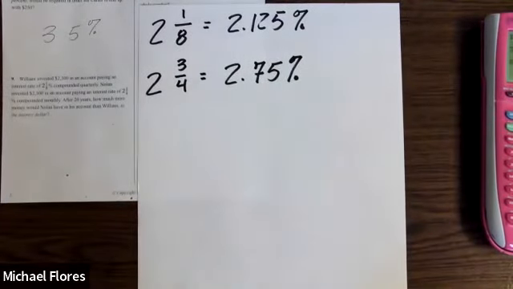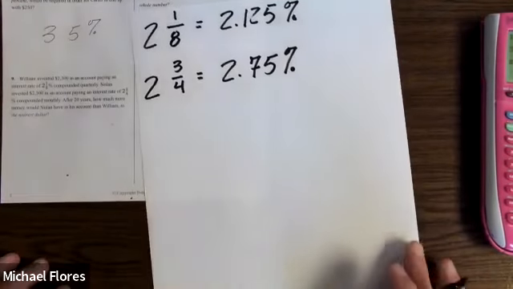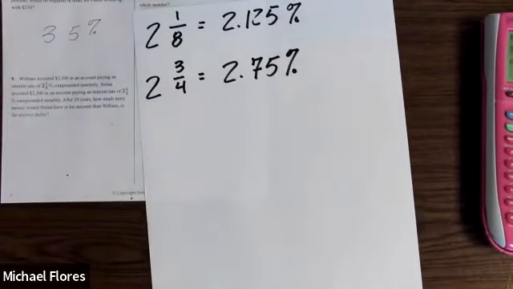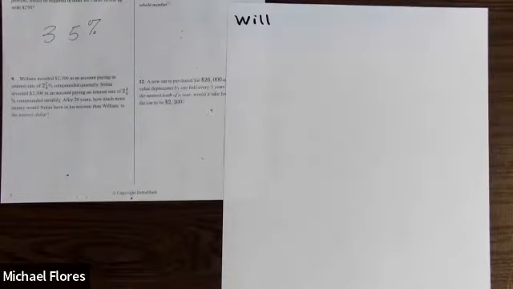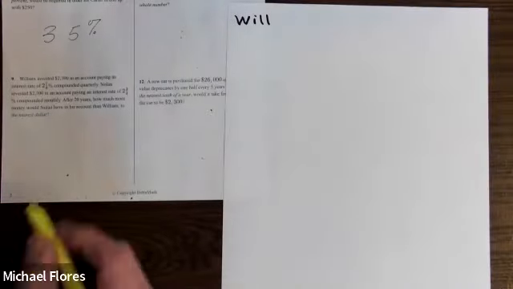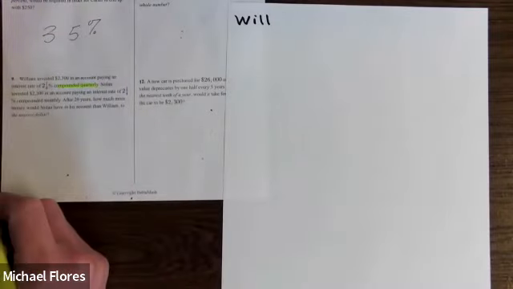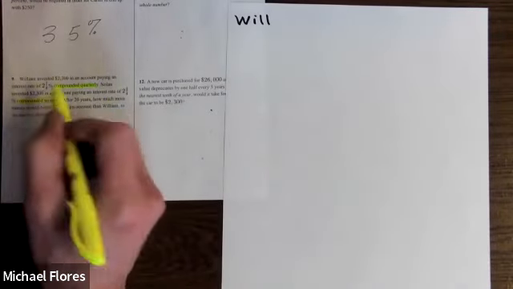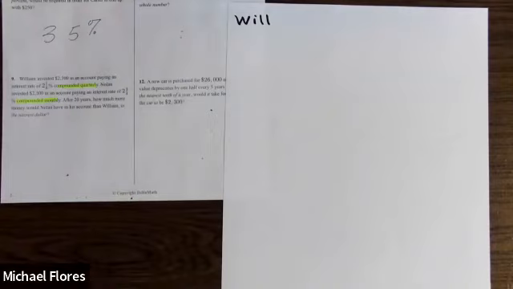Okay. After 20 years, how much more money would Nolan have in his account than William, to the nearest dollar? Now let's look for some keywords here. Compounded quarterly, compounded monthly. So we're going to have to set up 2 equations here, but both of these equations we will be using the compound interest formula.